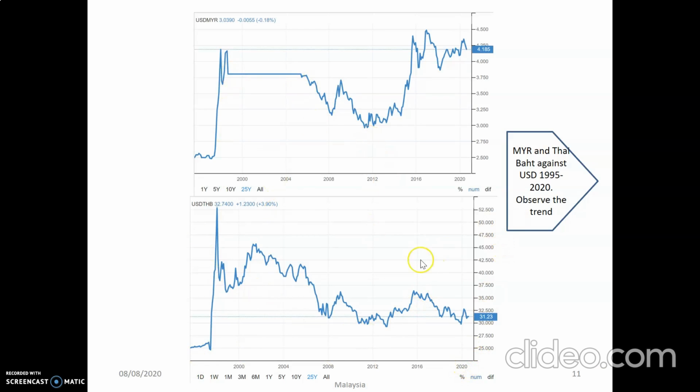In terms of currency, in 2020, it's about 4 ringgit and 18 cents for a US dollar and 31 baht for 1 US dollar. Do not worry about the differences, but observe the trend.